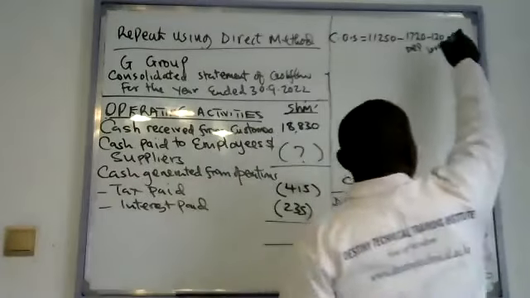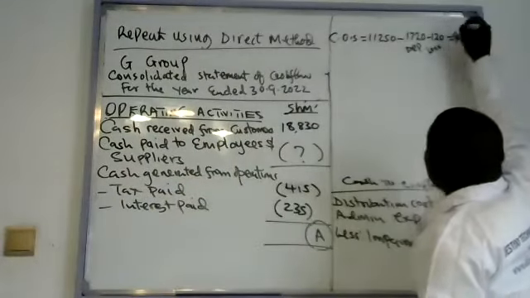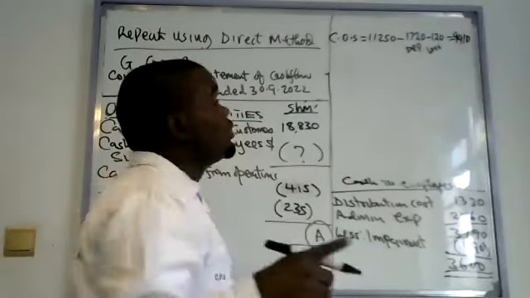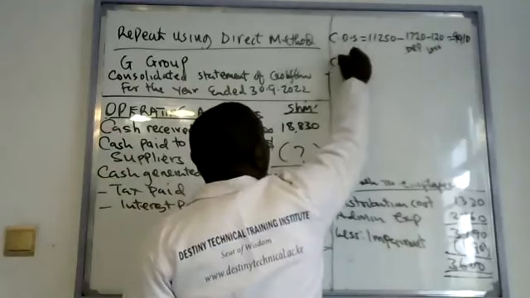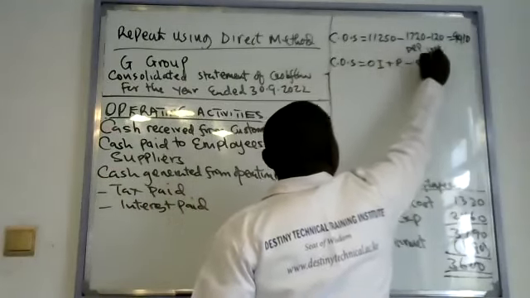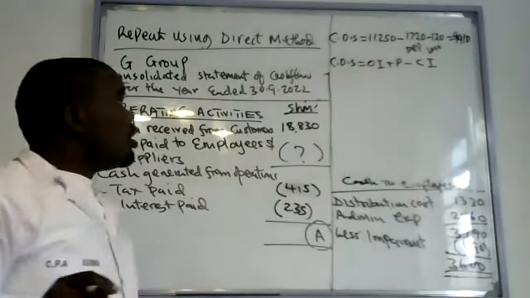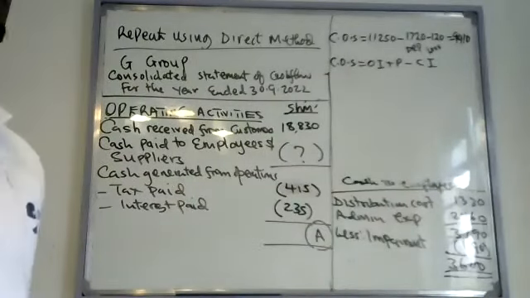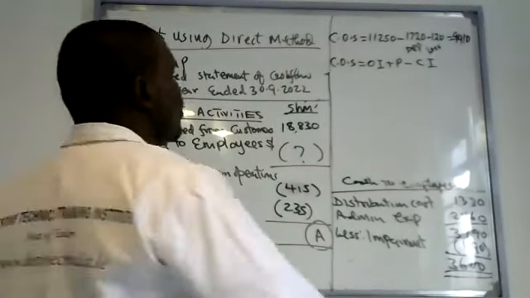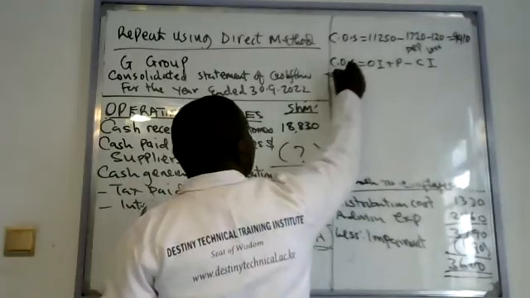$94.10. I want us to get purchases. Purchases is going to affect payables. So use this formula: opening inventory plus purchases minus closing inventory to get P. So cost of sale is 94.10.